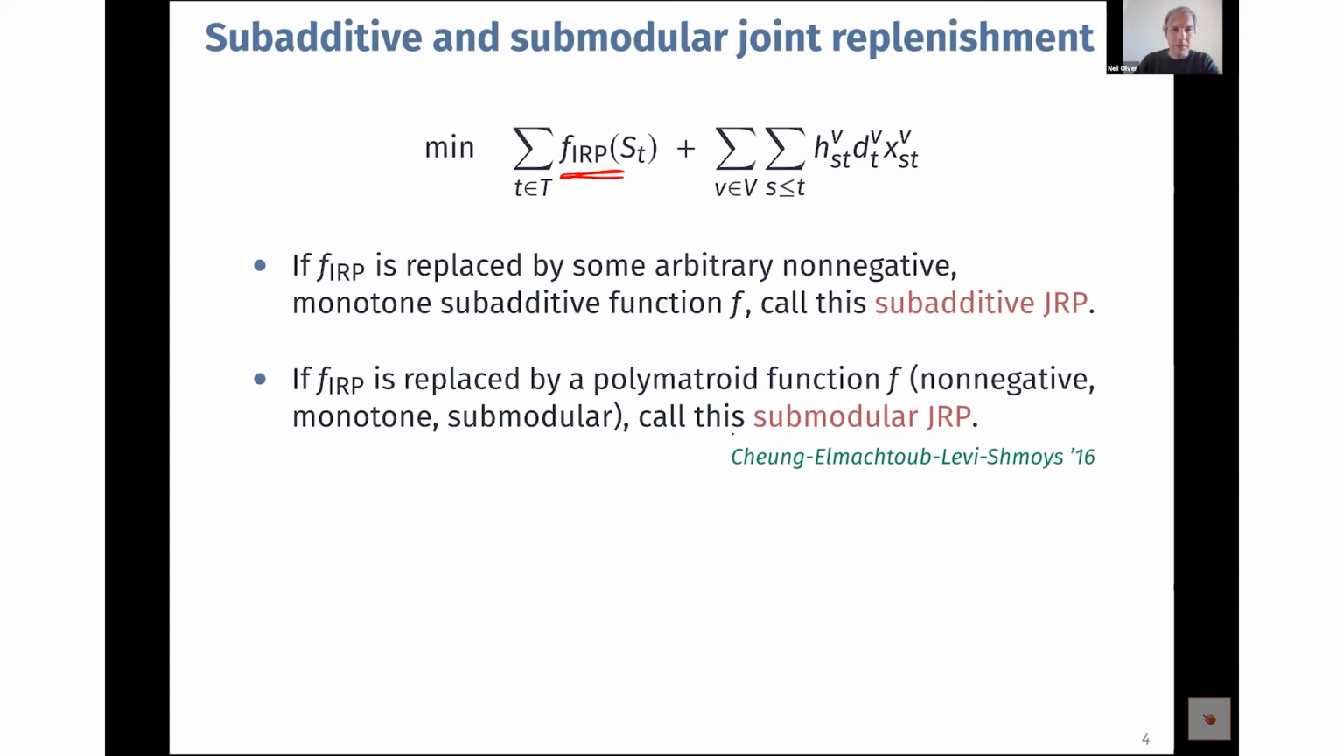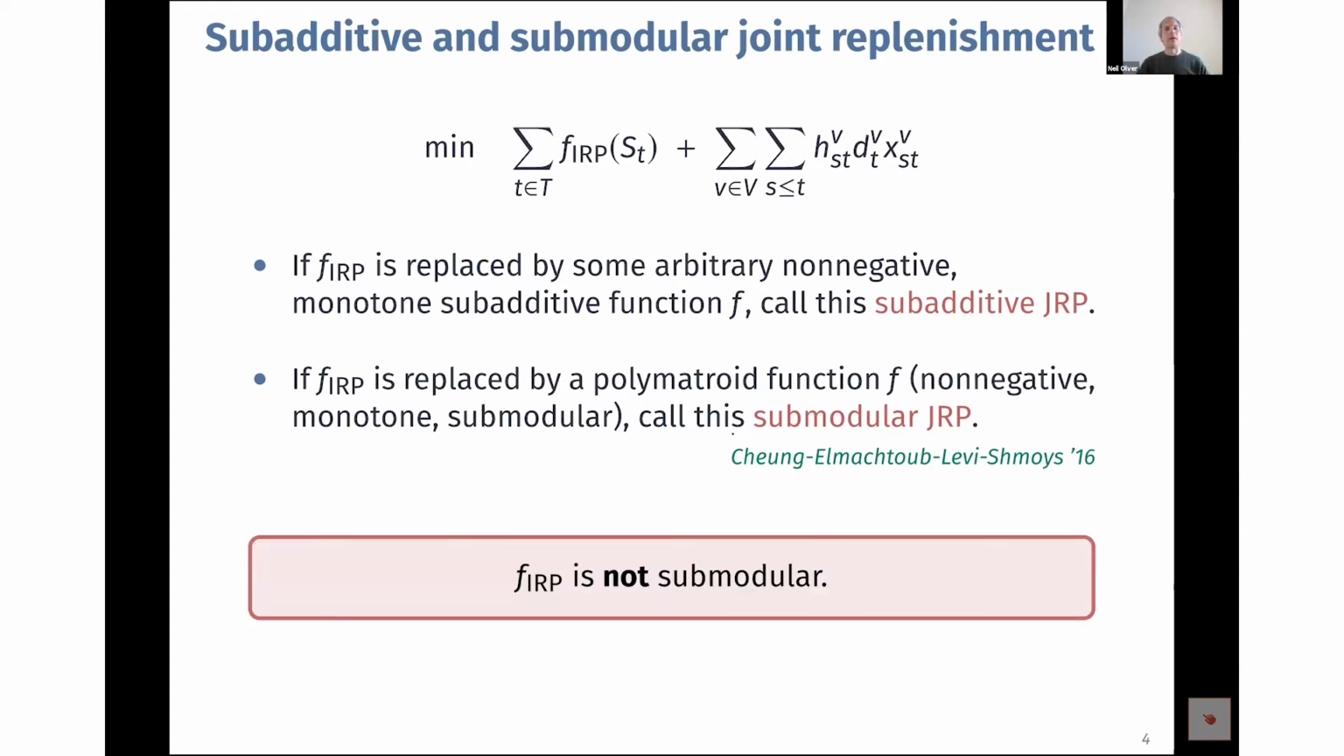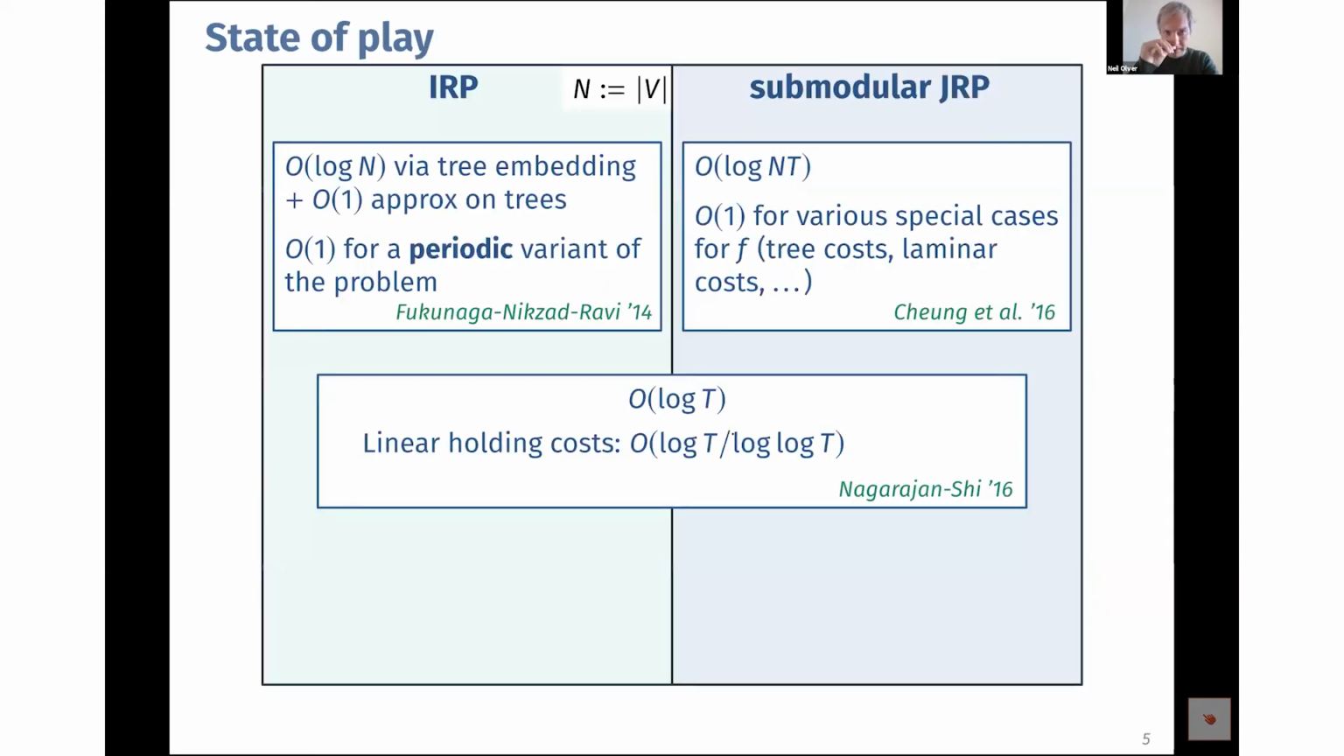And let me just make clear right now that these are incomparable problems. For the inventory routing problem, the TSP cost function or the MST cost function is not submodular, not even in some approximate sense. So both are natural. F being an arbitrary monotone submodular function is a very natural problem. F being the specific TSP cost is a natural problem. They're incomparable. So what is known about these problems?